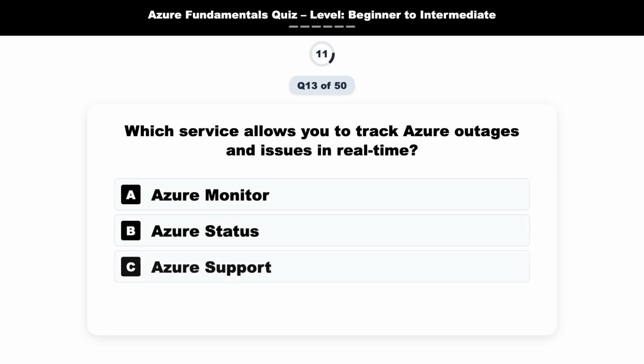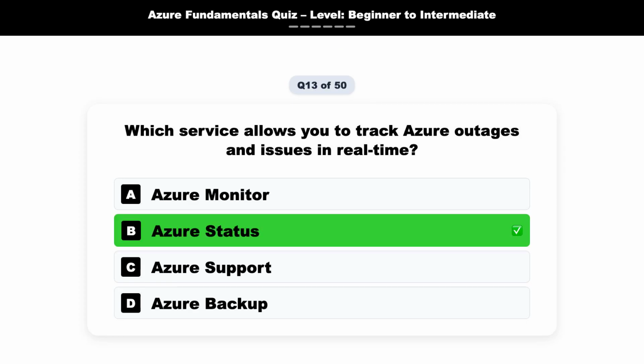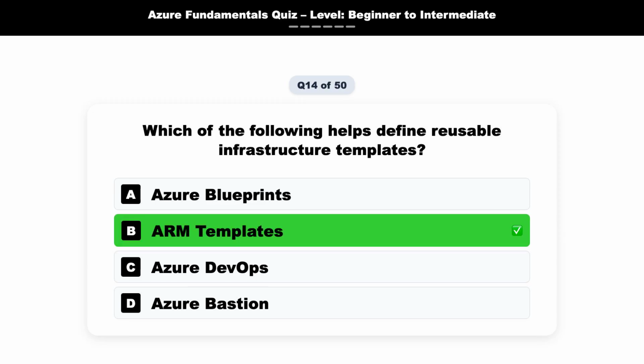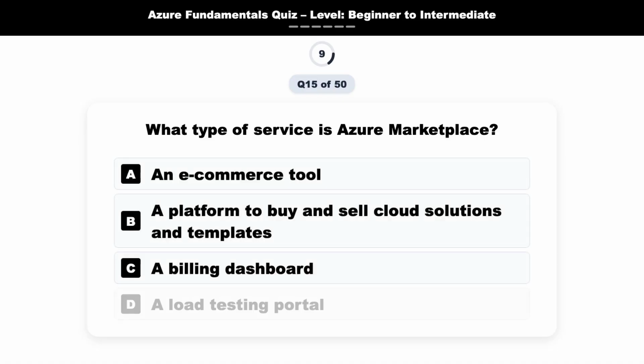Question 13. Which service allows you to track Azure outages and issues in real time? Question 14. Which of the following helps define reusable infrastructure templates? Question 15. What type of service is Azure Marketplace?